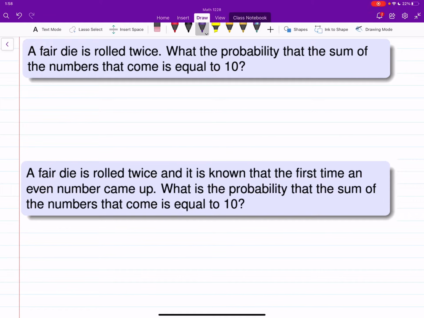Hello everyone. In this video, we will learn about a new notion called conditional probability. We'll start with an example and then develop the theory based on this example. This is a simple example.